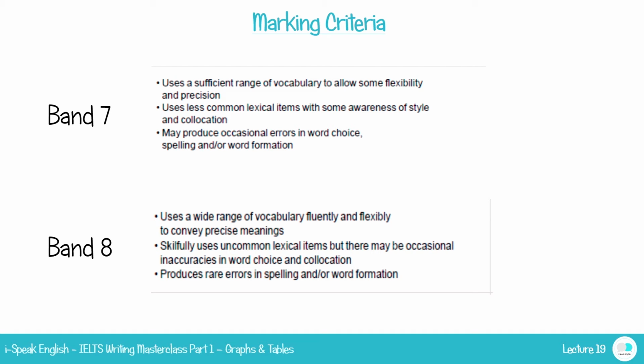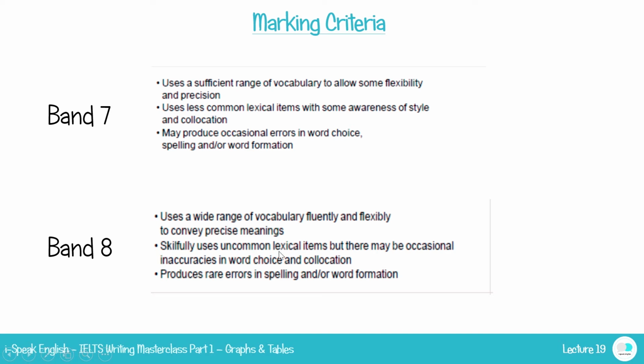And Band 8. So now you need to use a wide range of vocabulary. Again, don't repeat yourself. Try to use a different word every time you write the word if it's possible, and again, if it's appropriate. And you need to be using this vocabulary very fluently and flexibly to convey precise meanings. So IELTS writing is all about writing in detail, but precisely and concisely. So you need to put as much information as possible in as few words as possible. And I'll show you how to do that later on in the course.